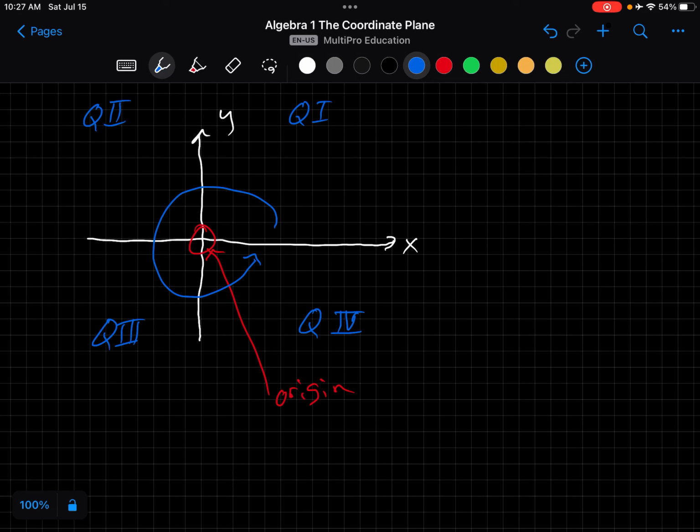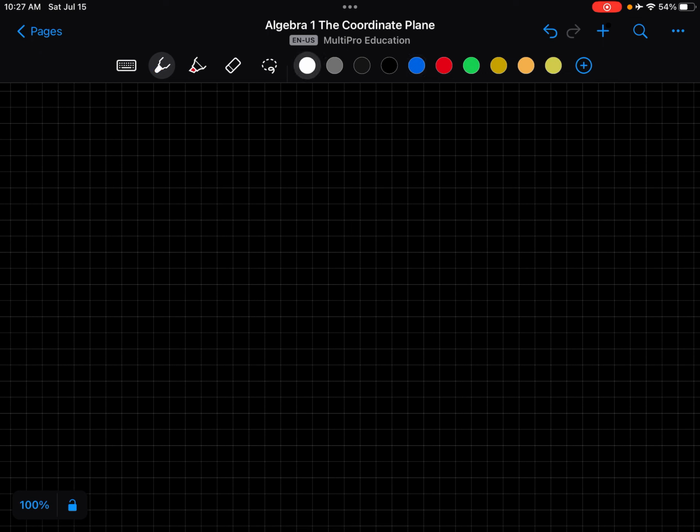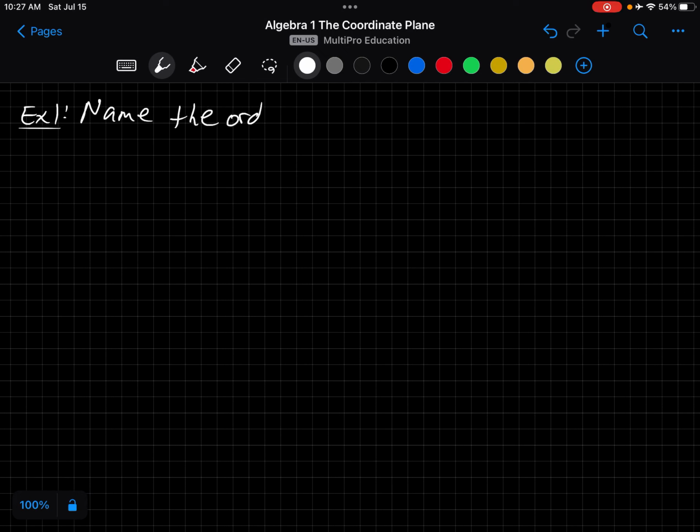So, let's look at an example. And y'all are very lucky. We have lots of examples today. Example 1. Alright. We want to name the ordered pair for the point K. Oh, that's not a question, that is a statement.